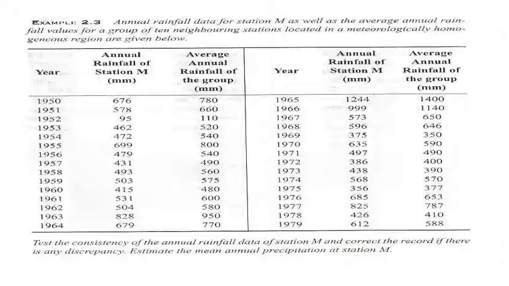You are given the annual rainfall data for station M as well as the average annual rainfall value for a group of 10 neighboring stations around this station M from the year 1950 to the year 1979. Your task is to test the consistency of the annual rainfall data at station M and correct the record if there is any discrepancy. Then once you have corrected it, estimate the mean annual precipitation at that station M.